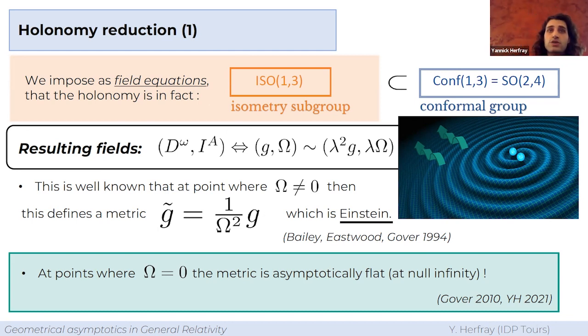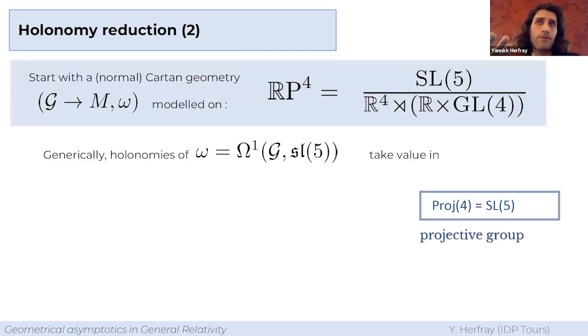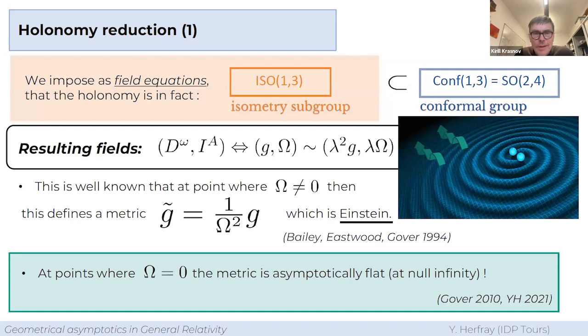The deep reason why it's doing so is that it's realizing, in the curved setting, this orbit decomposition of homogeneous spaces.